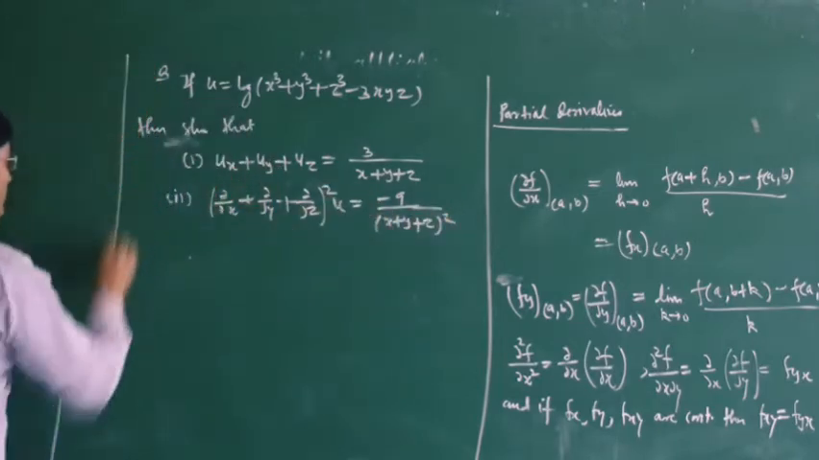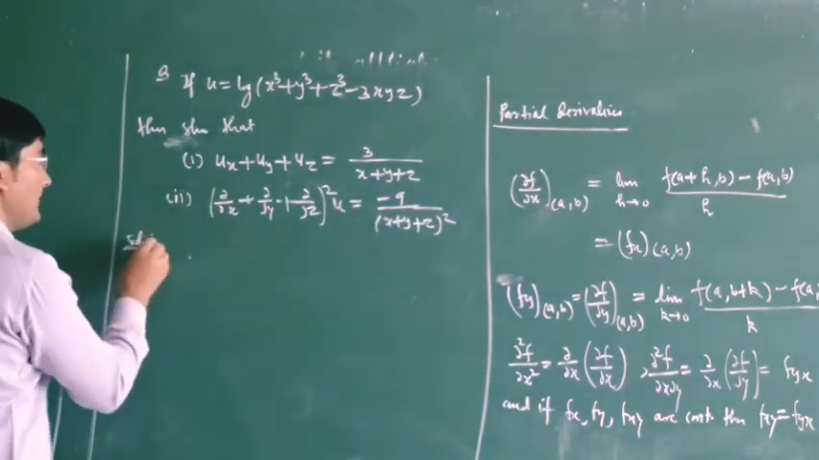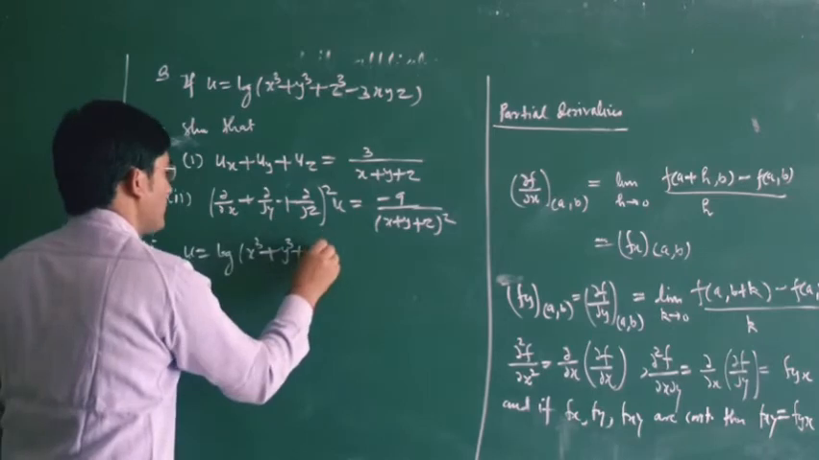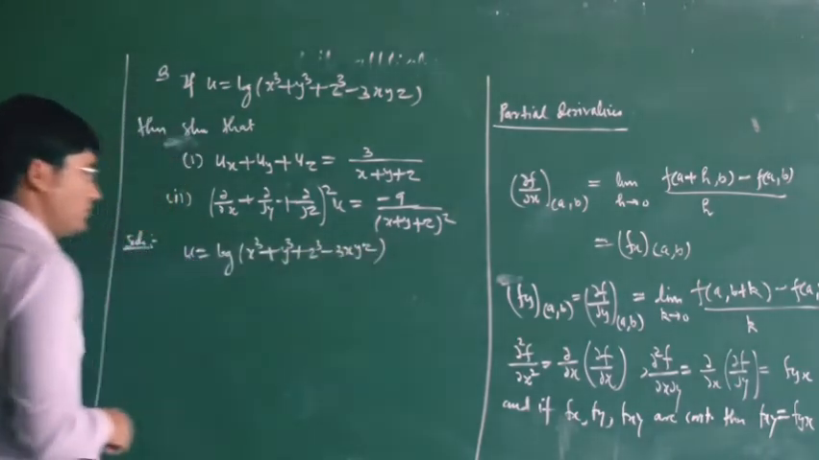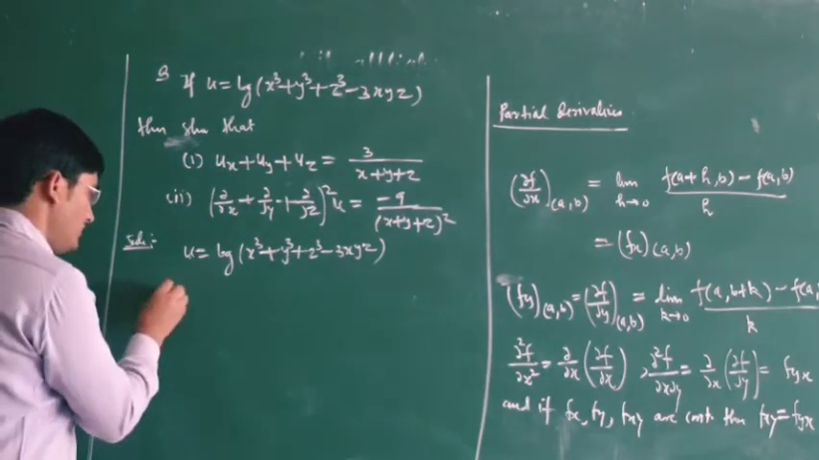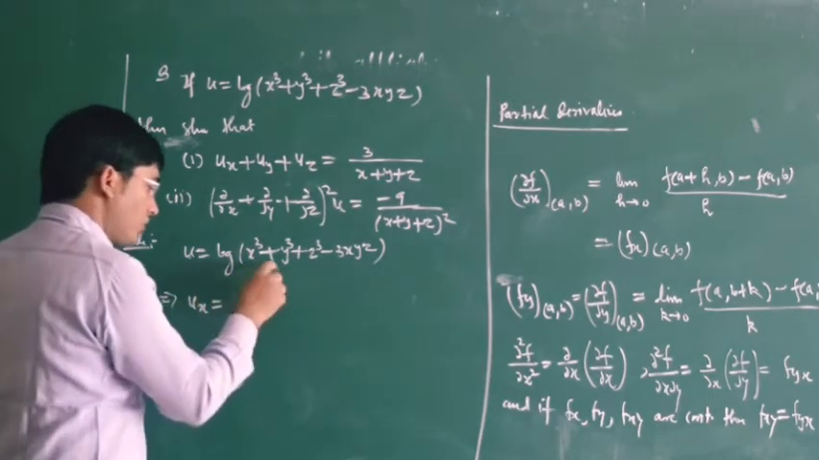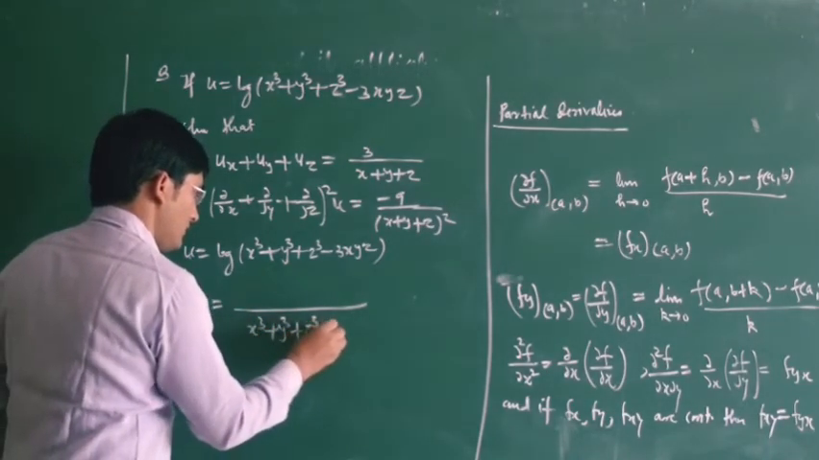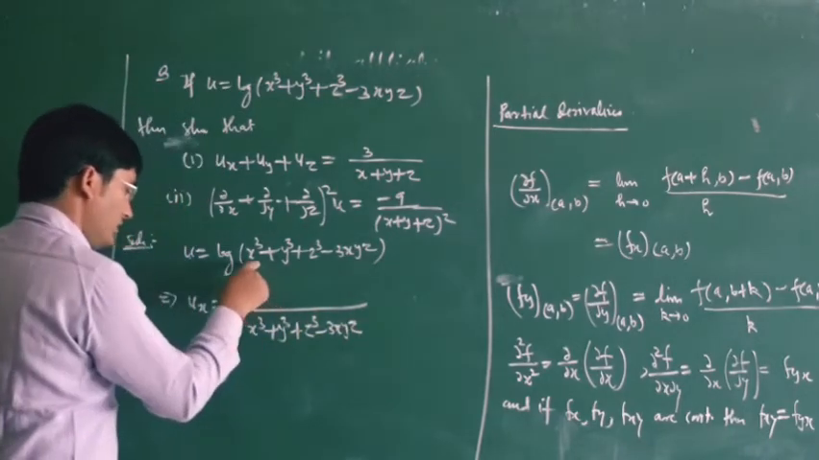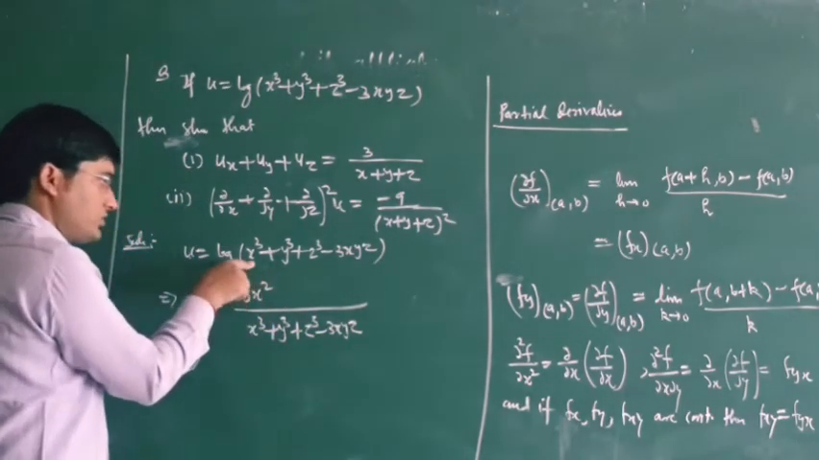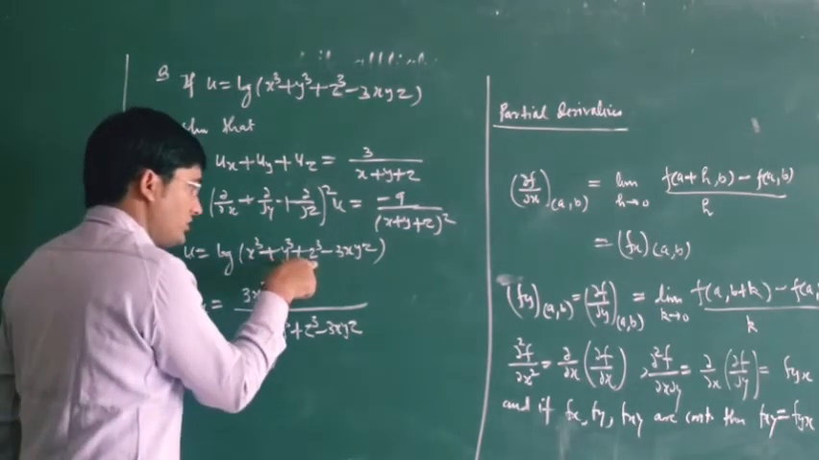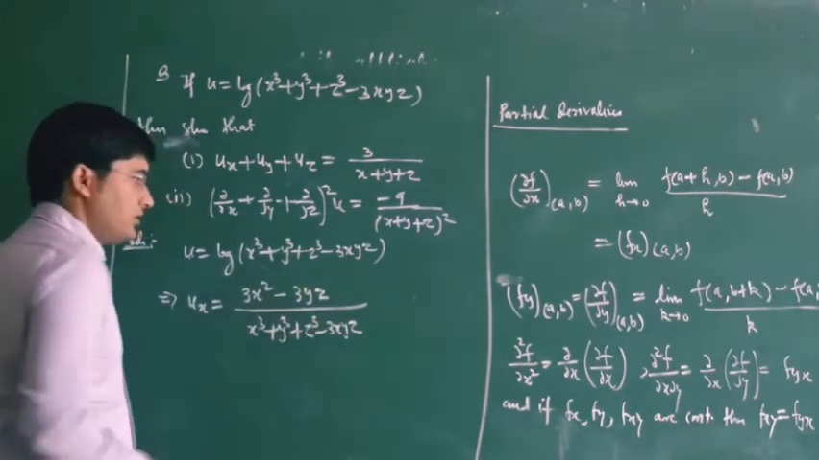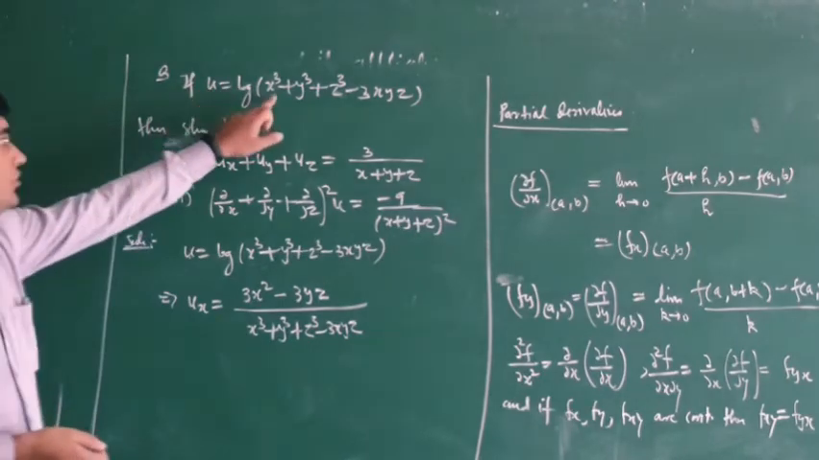So let us solve this question. Solution: u is equal to log of (x cube plus y cube plus z cube minus 3xyz). So on differentiating with respect to x, we will get ux equal to, the differentiation of log x is 1 upon x, then we have the differentiation of the bracket. Now the differentiation of this bracket with respect to x will be: differentiation of x cube will be 3x square, this is 0, this is 0, and we have the differentiation of x is 1, so we have 3yz.